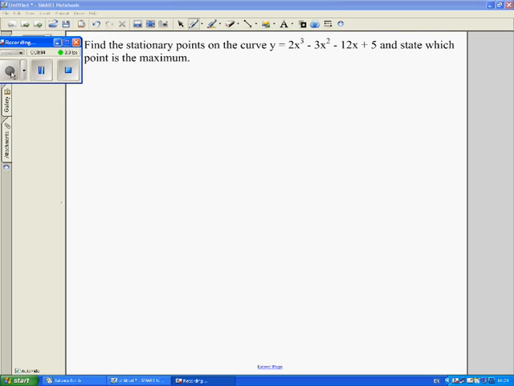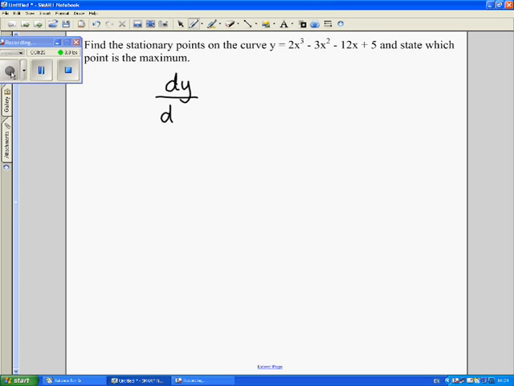To find the stationary points on the curve y equals 2x cubed minus 3x squared minus 12x plus 5, we will need to first of all calculate the gradient function, and this means to differentiate y with respect to x. So the first part is to calculate dy by dx.